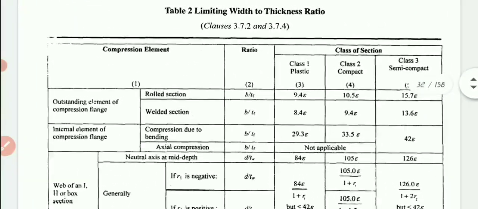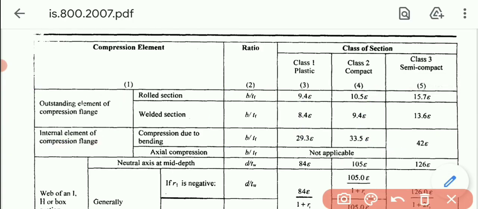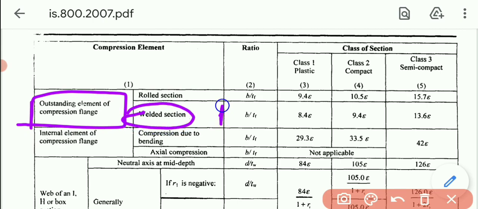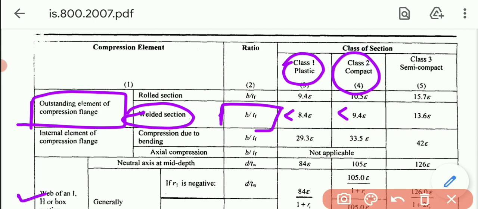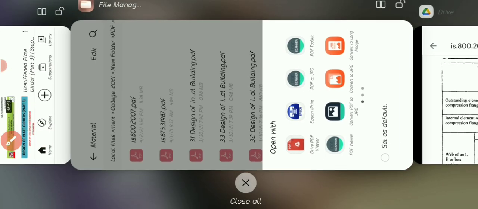Over here we are going to check this condition for the outstanding element of the compression flange for the welded section, meaning the built up section. B by TF, if it is less than 8.4 then it will be a plastic section, and if it is between 8.4 to 9.4 then it will be a compact section. And for the web, D by TW with neutral axis at mid depth: if the ratio is less than 84 epsilon then it will be plastic, and if it is less than 105 epsilon it will be a compact section. So let's calculate this one.